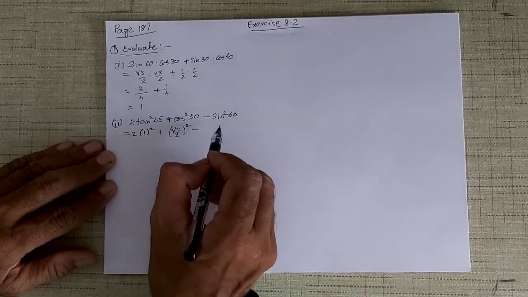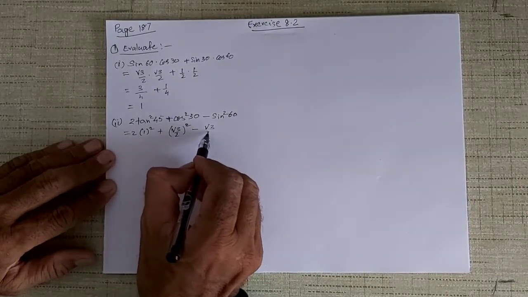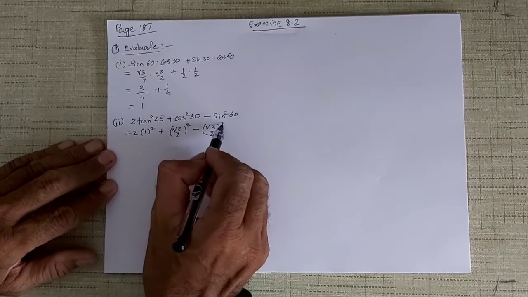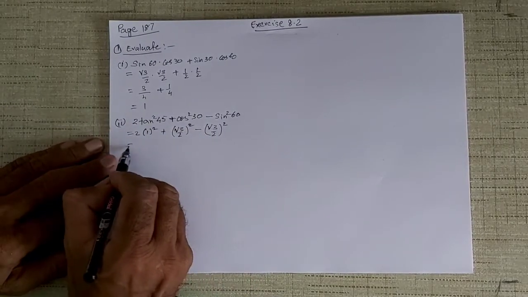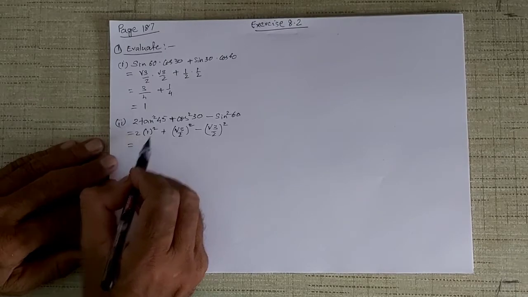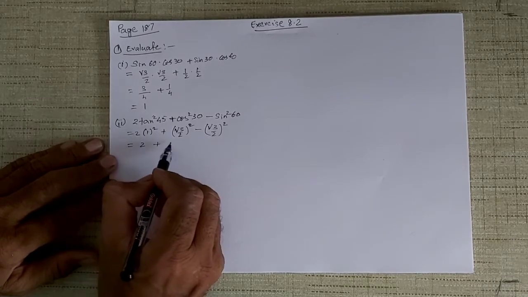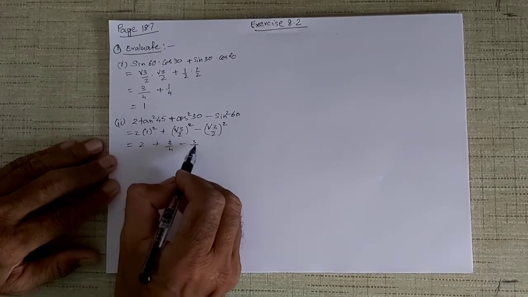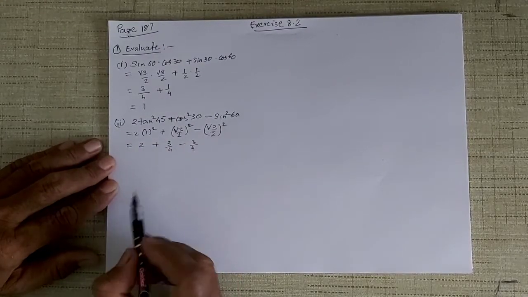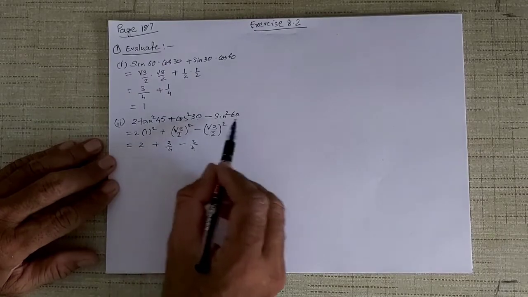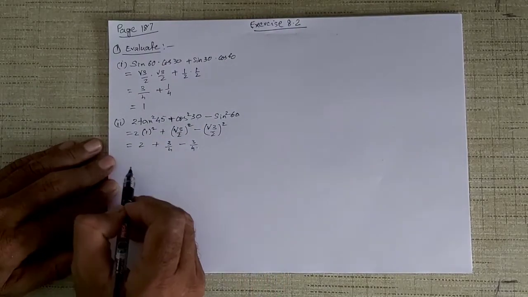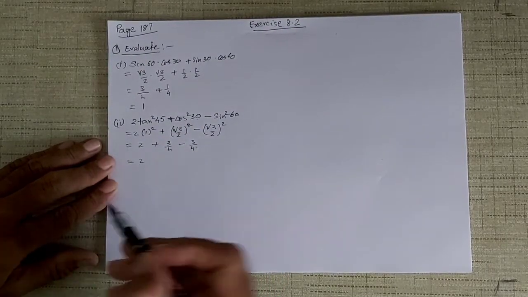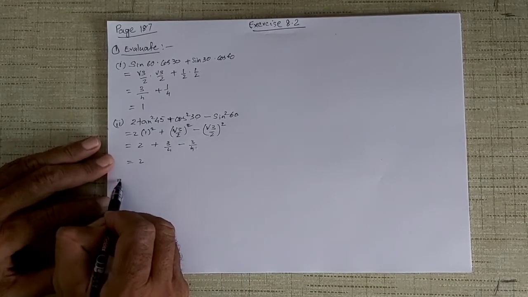Cos square 30 minus sine square 60. Sine 60 is root 3 by 2, so root 3 by 2 whole square. So 2 into 1. 1 square is 1, 2 ones are 2. Square of root 3 is 3, so 3 upon 4 and 3 upon 4. Cos square 30 and sine square 60 are the same, so this will cancel out and you get only 2 plus 0, that is 2. Third one.